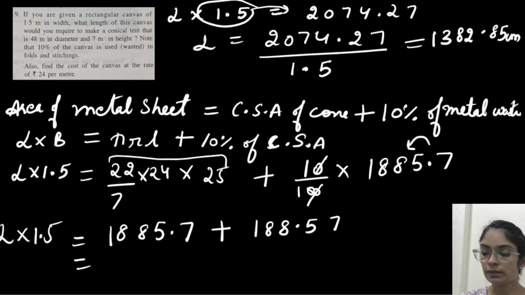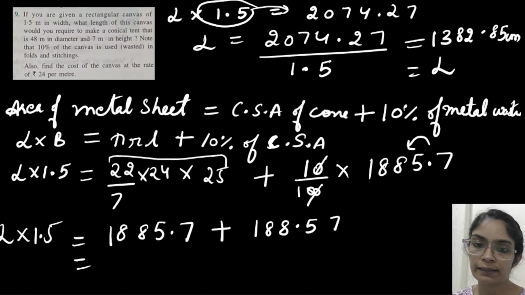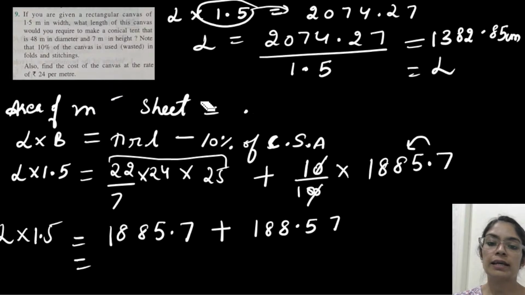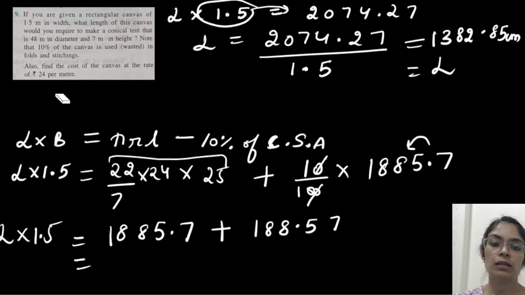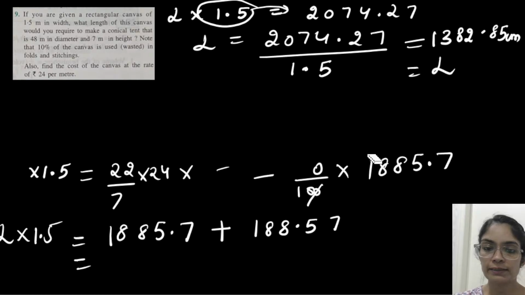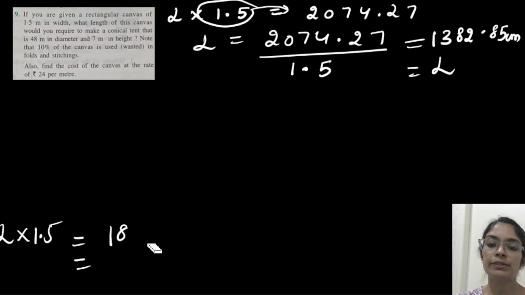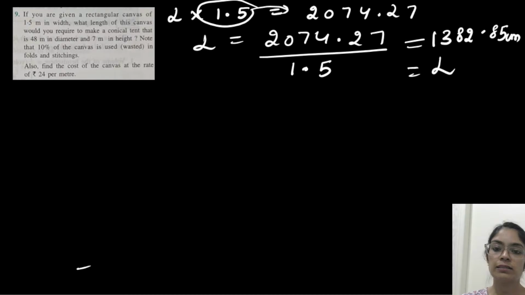Okay, so 1382.85 is the required length. So the first part of the question we have done. You can just take a screenshot, or I hope you are writing along with me, because I need space here, so I'm just going to clear this. Okay. So the first part of the question is done where we have to find the length. So the length of the metal sheet is equal to 1382.85. Yes, Tarun has given the answer.